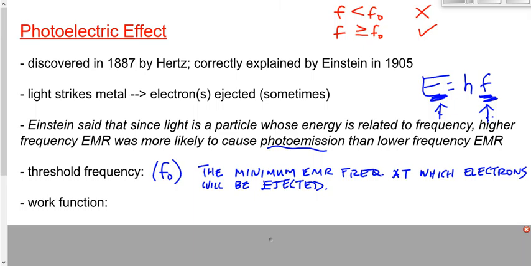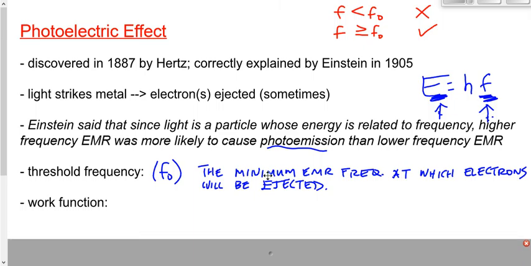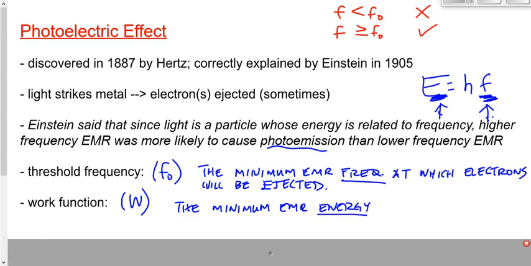Another term, the work function, which kind of goes along with threshold frequency. Symbol for that is W. The work function is the minimum EMR energy at which electrons will be ejected.